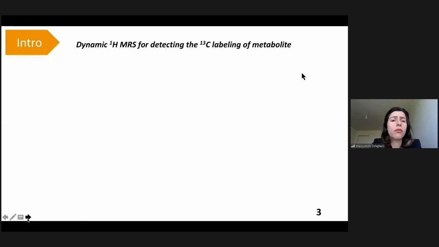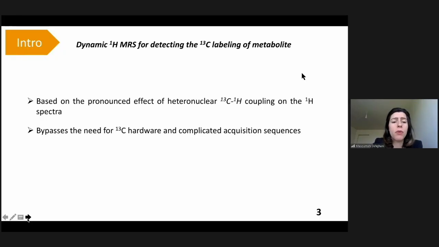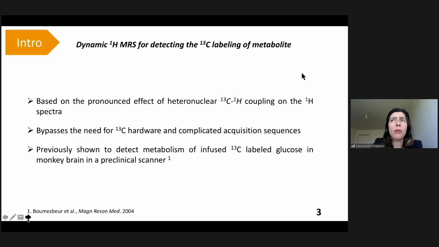In 2004, Boumezbeur and his colleagues introduced a simple approach called dynamic proton MRS for detecting the C13 labeling of metabolites. This technique is based on the pronounced effect of carbon-proton coupling on the proton spectra, and it bypasses the need for carbon-13 hardware and complicated acquisition sequences. And also its application has been well demonstrated in monkey brain.